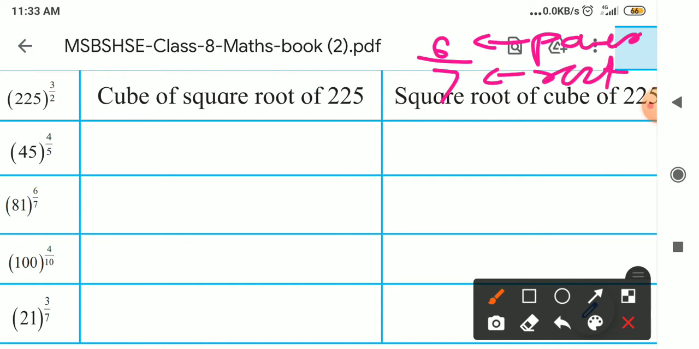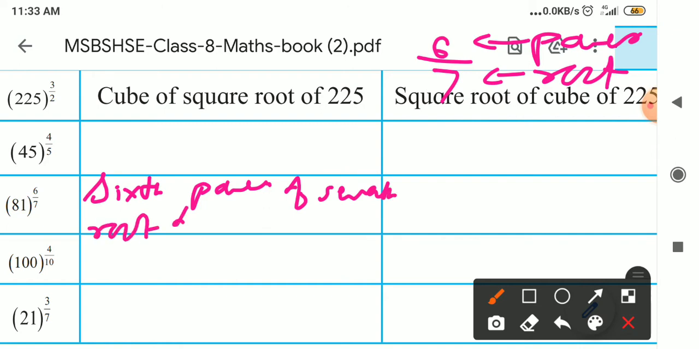So start with the power. So here how are we reading? Sixth power of seventh root of 81.